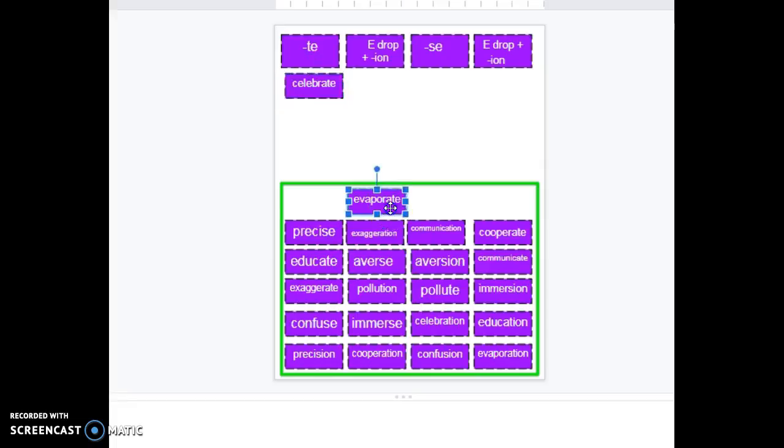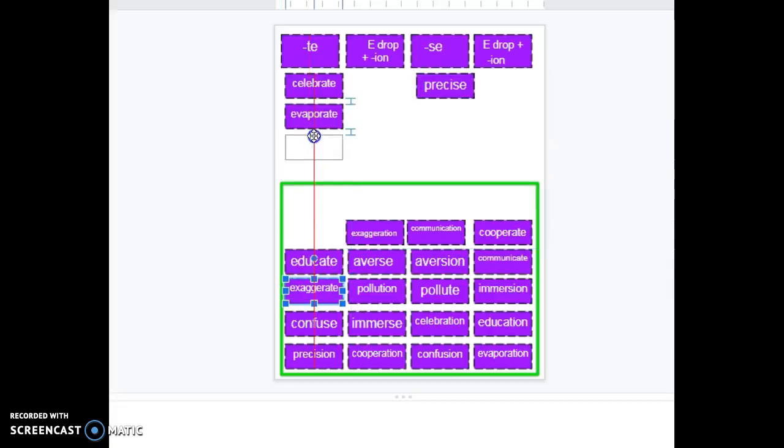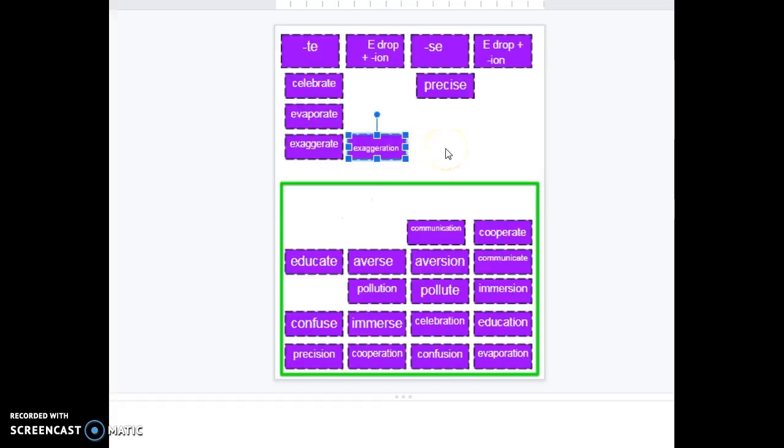Evaporate. TE goes under our TE column. Our next word, precise. I see precise ends in SE, so that would go over in our SE column. Exaggeration. I'm going to look for another word because these do have some buddy words here, and I'm going to look for, there's exaggerate. I see a TE, so I'm going to put exaggerate here in the TE column. Exaggeration, I see TION, so I know that it needs to go in the E drop from TE. So exaggerate, exaggeration.